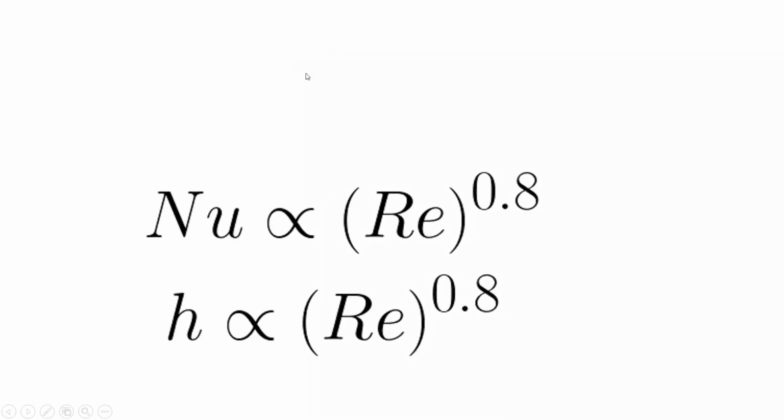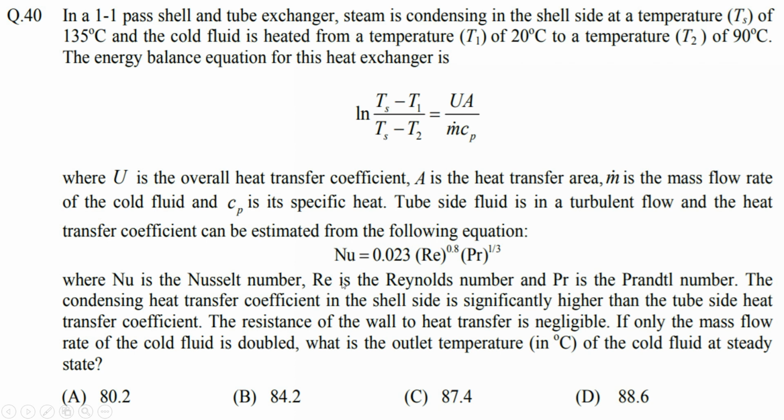Since we have been given the Nusselt number, we can say Nusselt number is directly proportional to Reynolds to the power 0.8. I am just taking this only. Why? Since Prandtl number will be constant. Prandtl number is Cp mu by K. Viscosity will be constant, K, the thermal conductivity of the liquid, will be constant, and Cp, the specific heat, will remain constant. So Prandtl number will remain constant. But here Reynolds number will change.